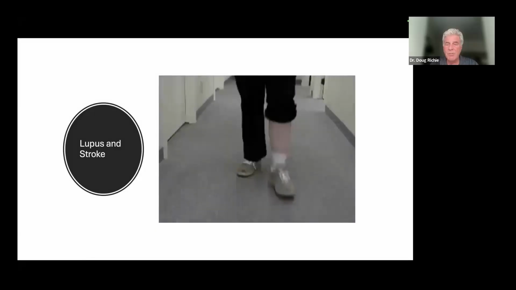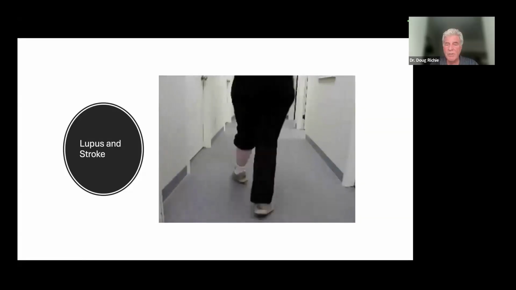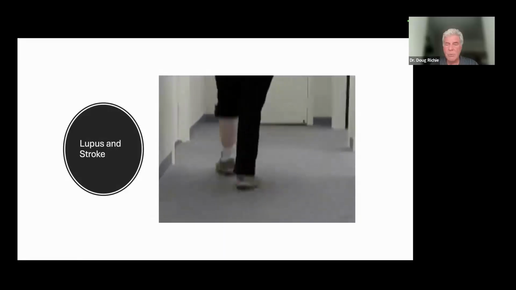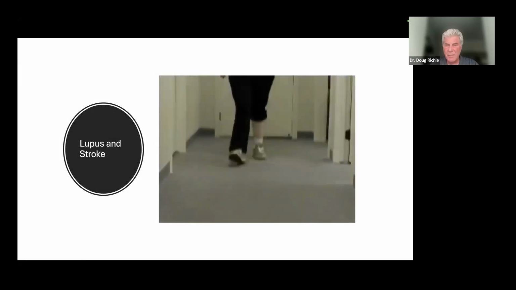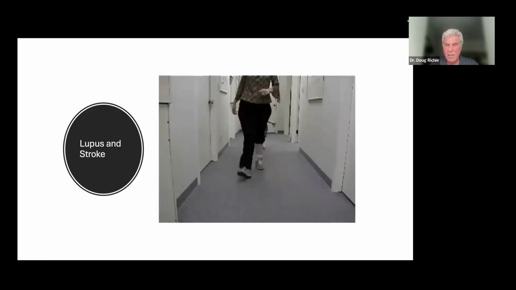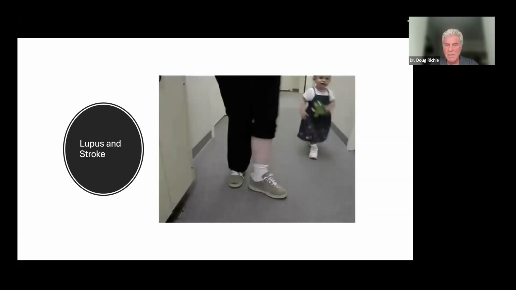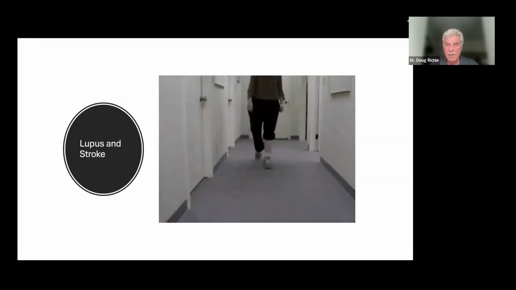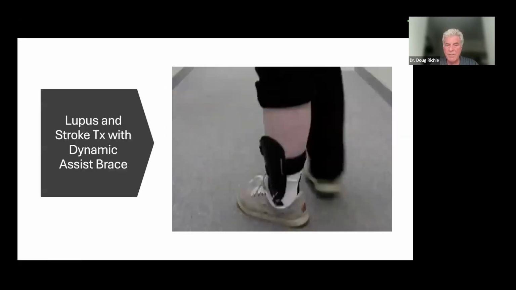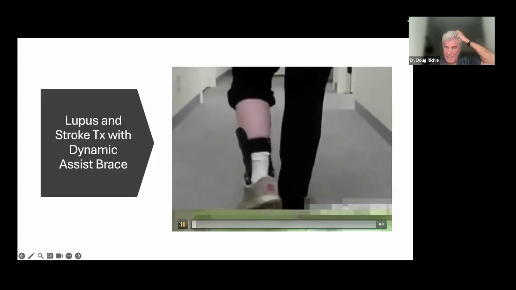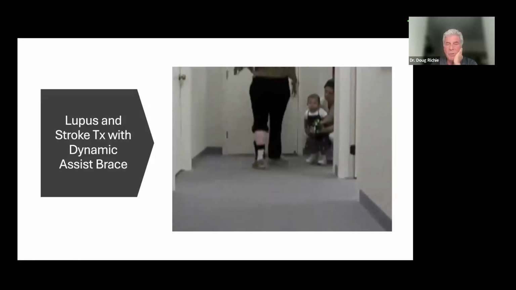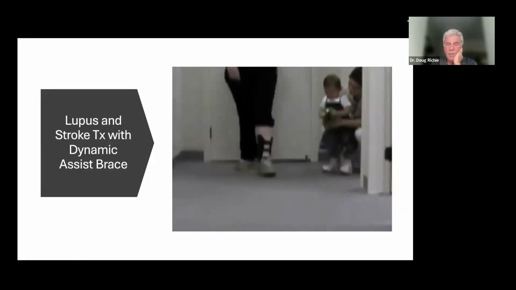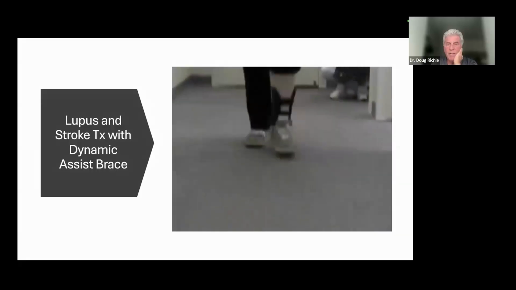So she's got a mild foot drop. She too likes wearing Skechers tennis shoes, doesn't like wearing a solid AFO. She does not have significant joint contracture, and she's a mom. So we fitted her, perfect candidate for the dynamic assist brace. It fits into her Skechers shoes, and it allows her to heel strike, and it's not a large, bulky AFO. And she's very happy with the results of that treatment.